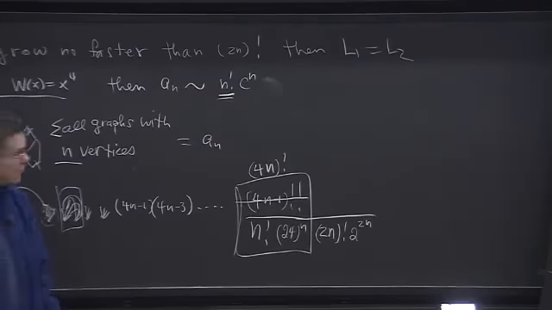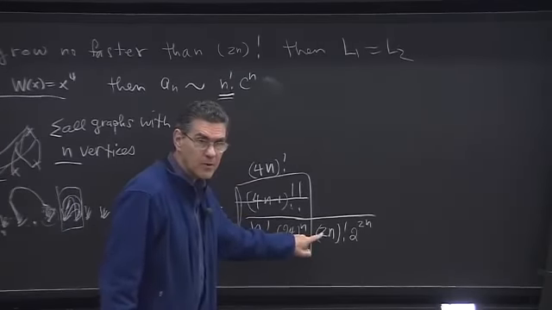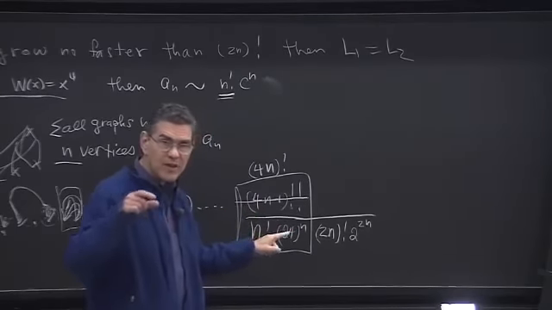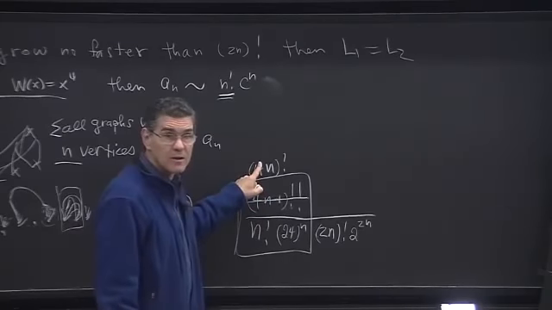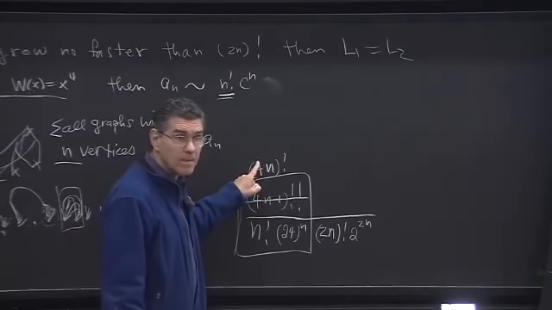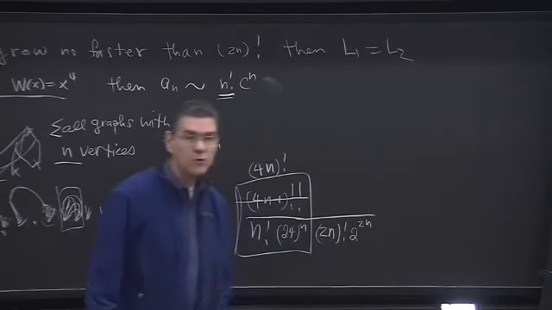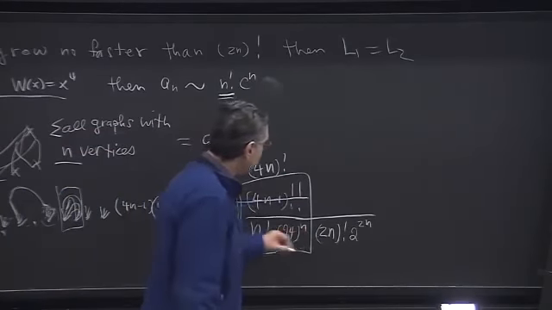Okay? So there are 2n numbers that are missing from here. So what are the two numbers? They're all the even numbers between 2 and 4n. And those numbers are 2n factorial times 2 to the 2n. All right, good. So how big is this?